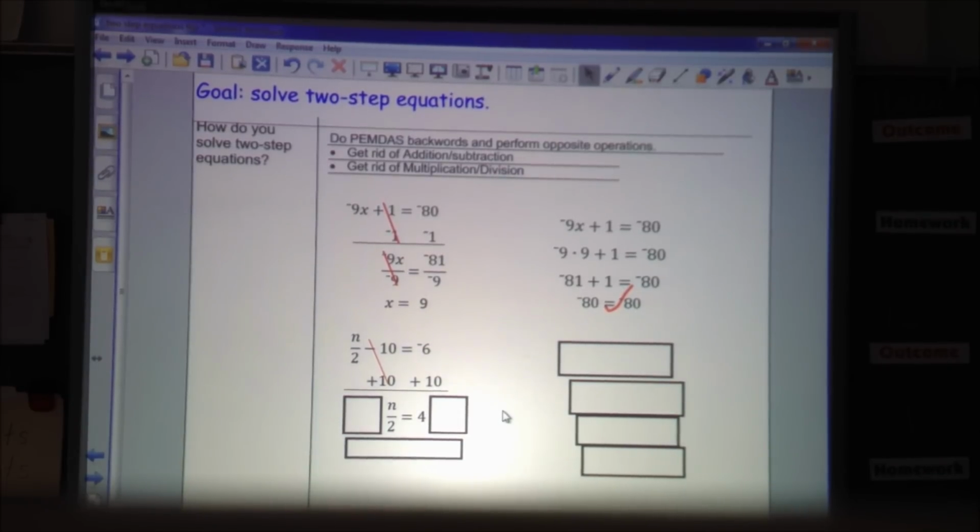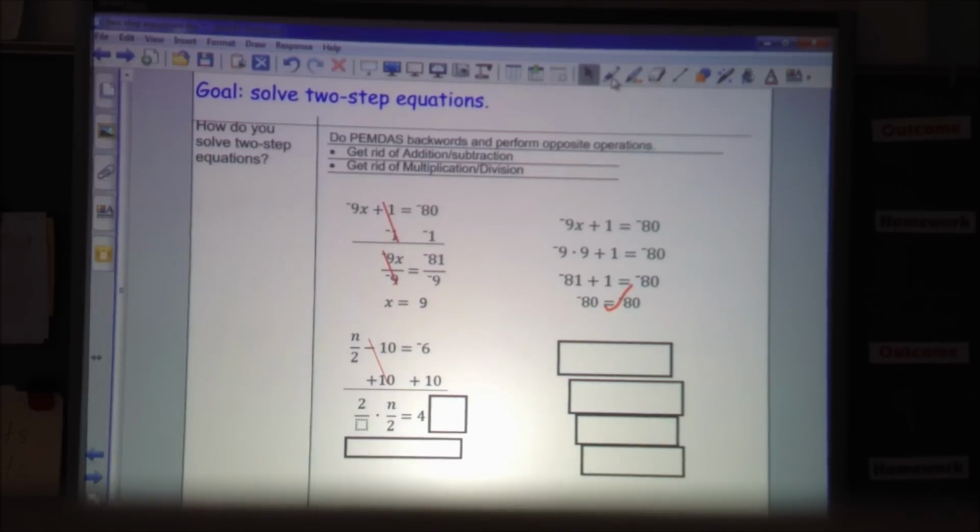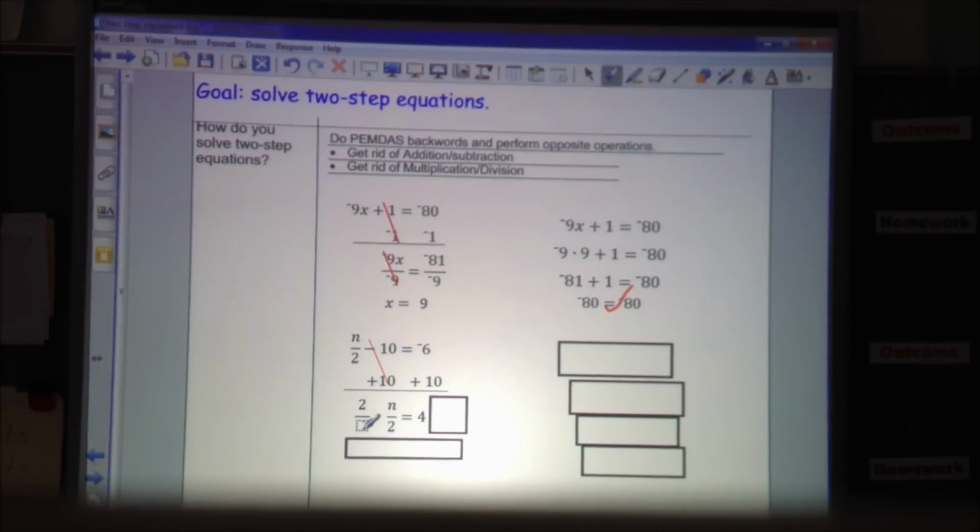Now the next thing I want to get rid of is the division. So over here, n is being divided by 2. So I want to do the opposite. And the opposite of dividing by 2 is multiplying by 2. And if you notice, I wrote it like a fraction, because this one is written like a fraction. N divided by 2. So I want the 2 on top. And remember, another way to write 2 is 2 over 1.